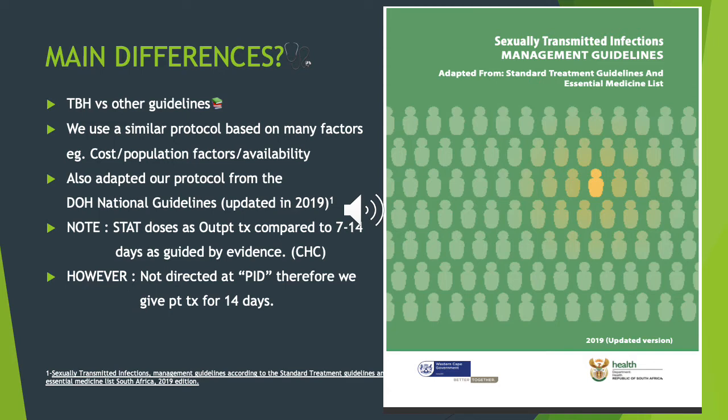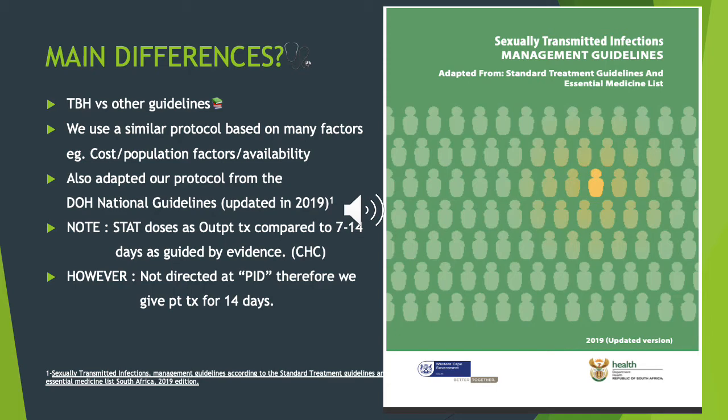So what are the main differences between a hospital treatment versus a community health center treatment? Hospitals use protocols based on factors such as cost, population, availability of the drugs, and the evidence-based guidelines. The Department of Health National Guidelines, seen here for the sexually transmitted infections management, last updated in 2019, is aimed at treatment in the community health centers where fewer doctors and more nursing staff are present.